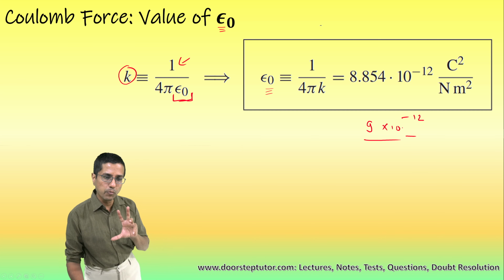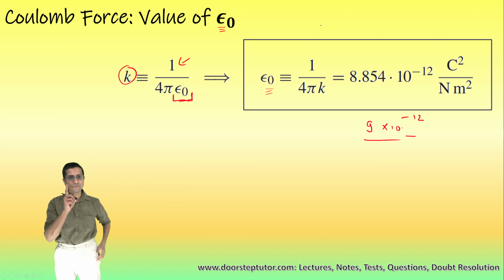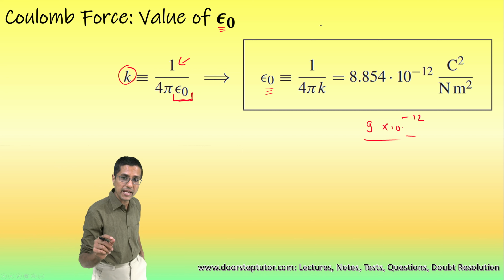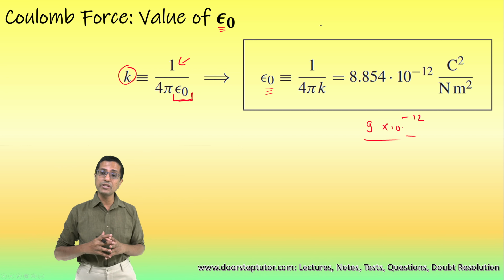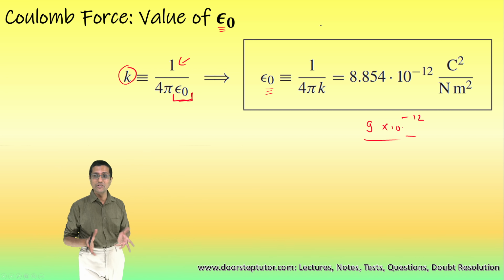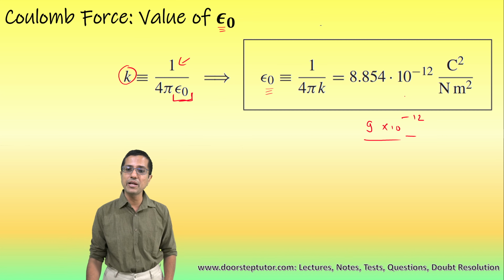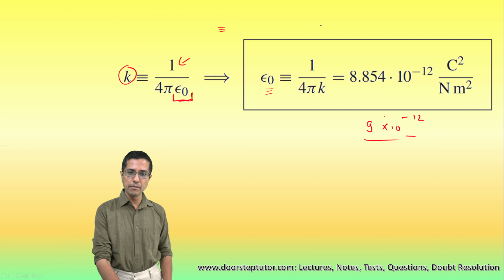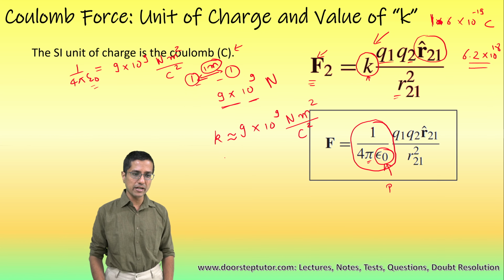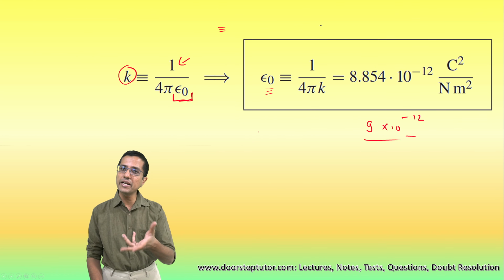Both these quantities K as well as epsilon naught, you have to remember. Very important. Numericals will be asked. Sometimes values might be provided, sometimes they might not provide values. Especially in the latest papers, it has been seen that sometimes they just miss it. So don't forget to remember these values. Both of these values are important, and they are simple to remember, they are not that complicated.